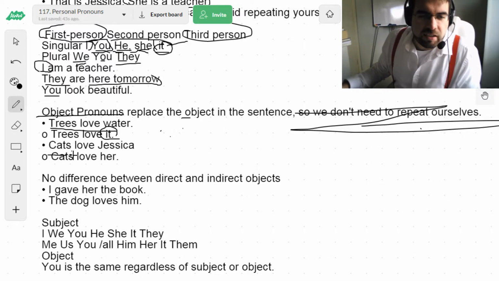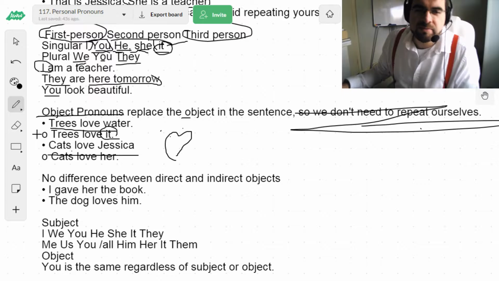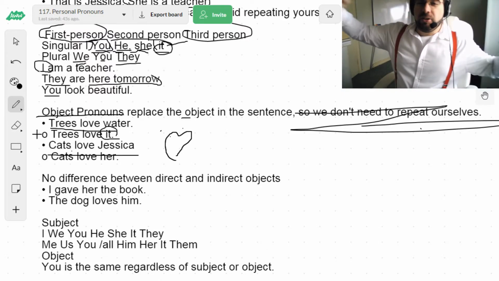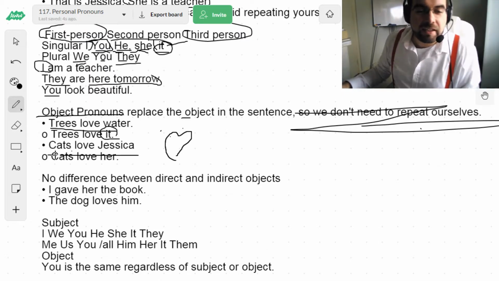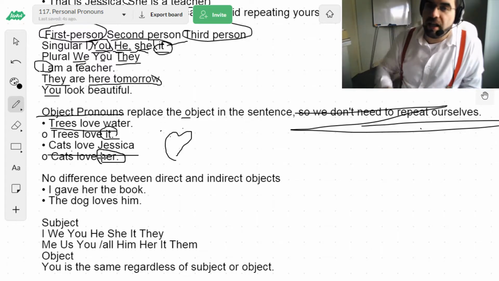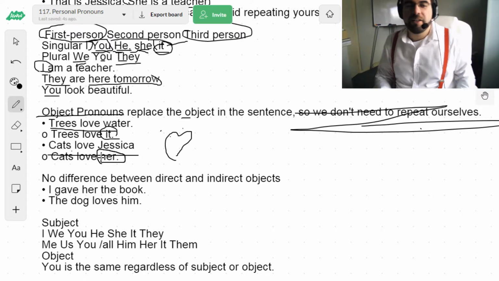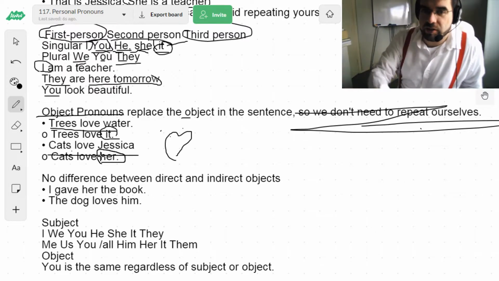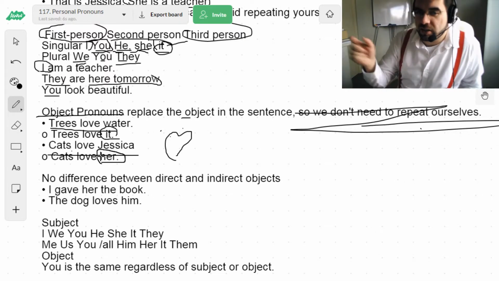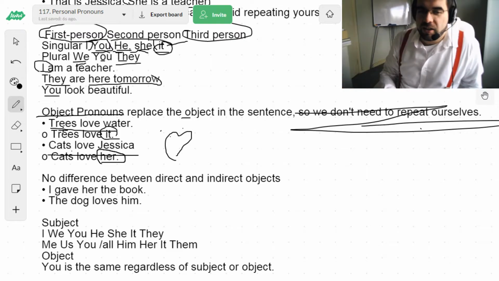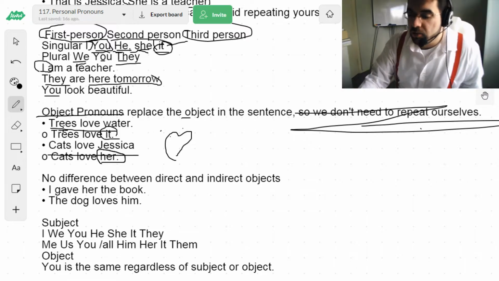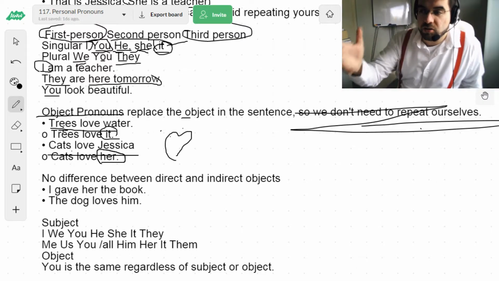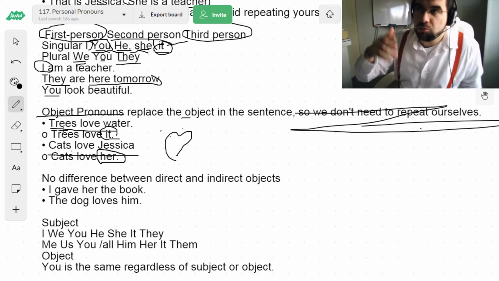Cats love Jessica. Oh, cats love sleep as well. Cats love her. Oh, those are her cats. Remember, cats love her. They're going to go straight to her because they love her. Interesting. We don't need to say Jessica again and again, or the name, the noun, again and again. We just use the pronoun to talk about who or what belongs to who.